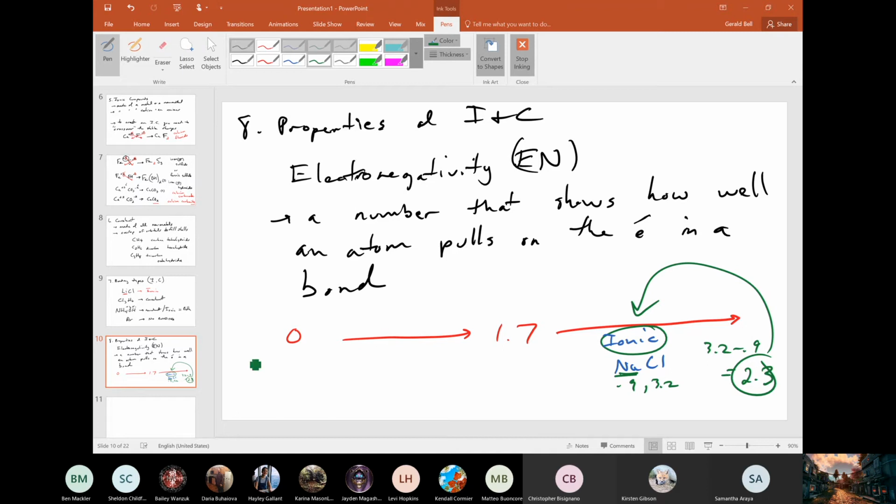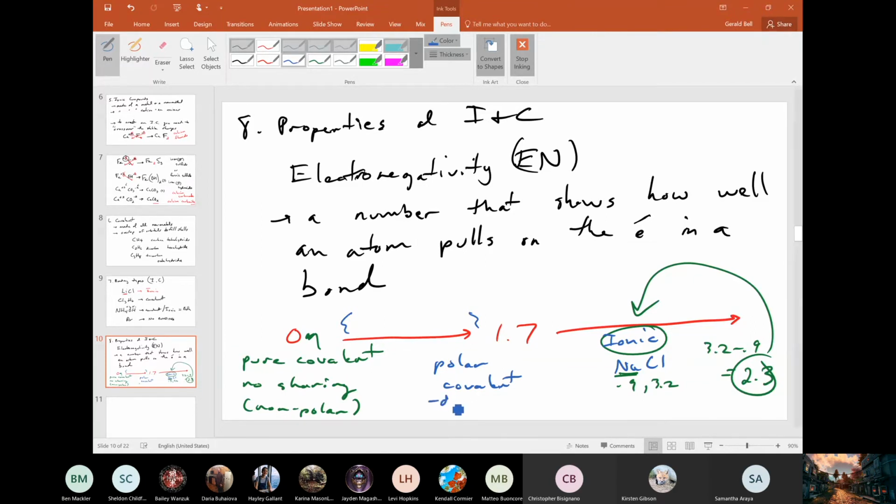So when we've got 0, we've got a pure covalent bond, and that's where there is no sharing. And that's where you get your nonpolar molecules. So all the electronegativities cancel out. So that's at 0. And then this range here is your polar covalent. And that's where some electrons get moved around. So you end up with a dipole, and you end up with polar compounds. It's called polar covalent, so that's probably not a surprise.